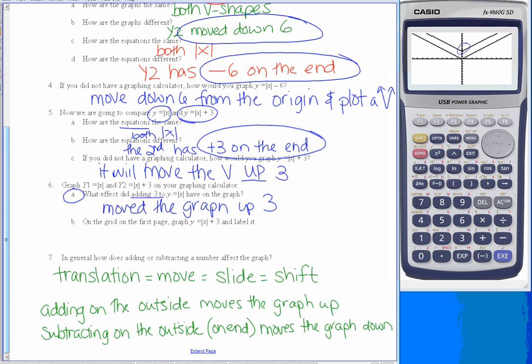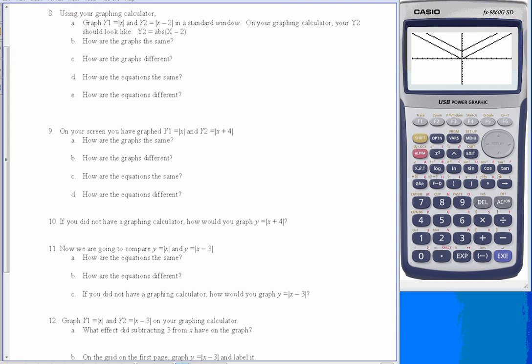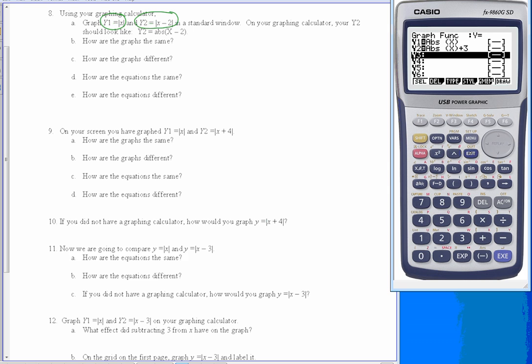Okay, so let's see what's going to happen on the next page when we change up where we put our addition. So number 8, I ask you to graph y1 is the absolute value of x, and in y2, I'm going to have the absolute value of x with a minus 2 that's inside the absolute value symbol. So if I'm coming over here, I just scrolled over to delete what I had in there. I need to have the absolute value of x, and then I'm going to put a subtract 2 and close my parentheses.